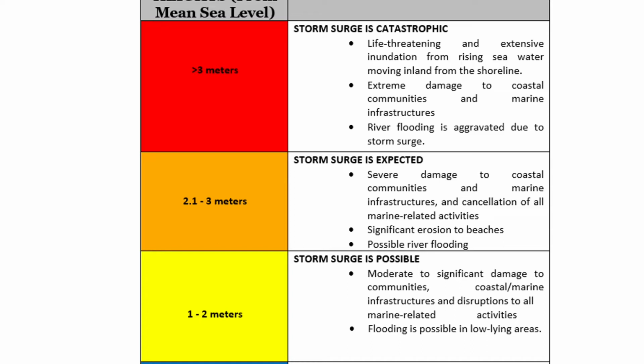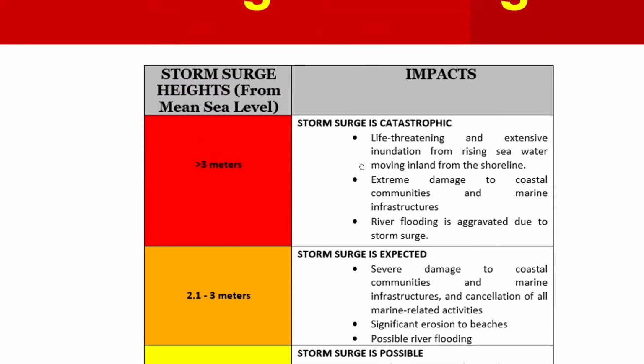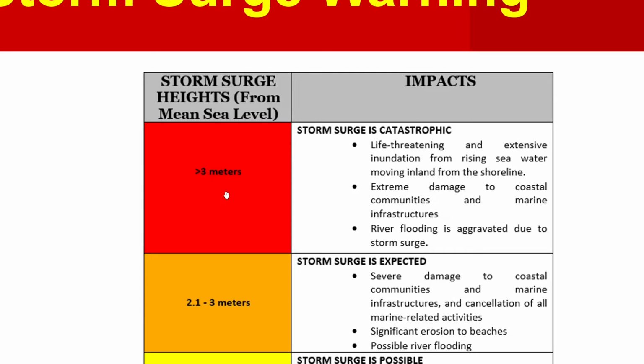The last warning level is the red storm surge warning level. At this point, a storm surge is catastrophic, life-threatening, and brings extensive inundation from rising seawater moving inland from the shoreline. There is extreme damage to coastal communities and marine infrastructures. River flooding is aggravated due to storm surge. At this point, not only are communities in the coastal areas affected, but also communities that are inland.